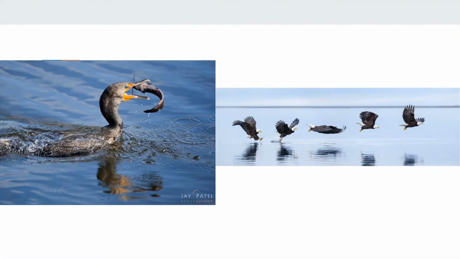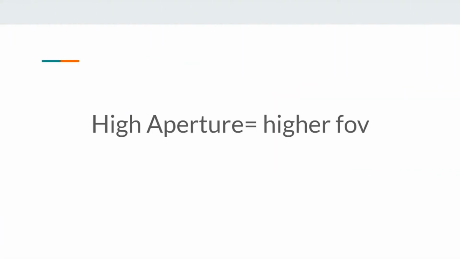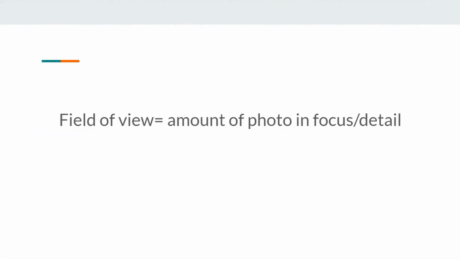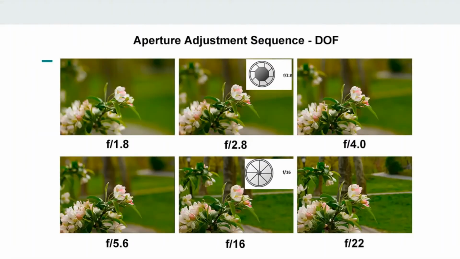The special aspect of aperture is the field of focus. I won't get into the science of it because the specifics of the science elude me, but as the curtain size is smaller, like f-stop 2.8, the field of view is smaller. As the curtain size is larger, the field of view is also larger. So the field of view is how much of the photo is in detail. You can see with an f-stop of 2.8, the field of view is smaller because less of it's in detail, and with the f-stop 16, more of the photo is in focus because there's a larger field of view.